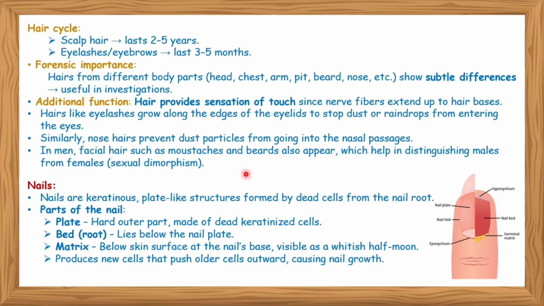Nails. Nails are keratinous. They are plate-like structures formed by dead cells from the nail root. Parts of the nail include the nail plate. It is the hard outer part made up of dead keratinized cells. The nail bed or nail root lies below the nail plate. Matrix: below the skin surface at the nail's base, visible as a whitish half moon region. It produces new cells that push older cells outward, causing nail growth.